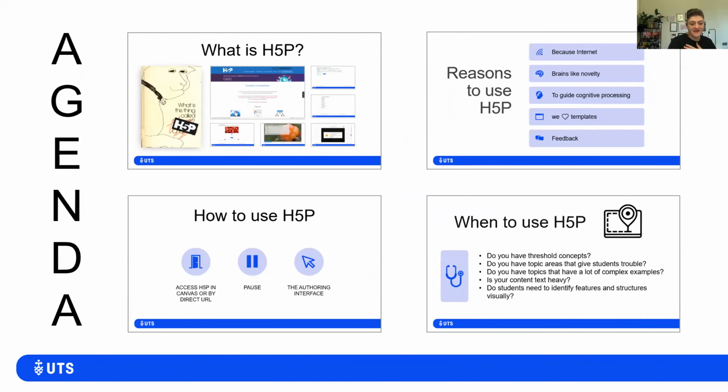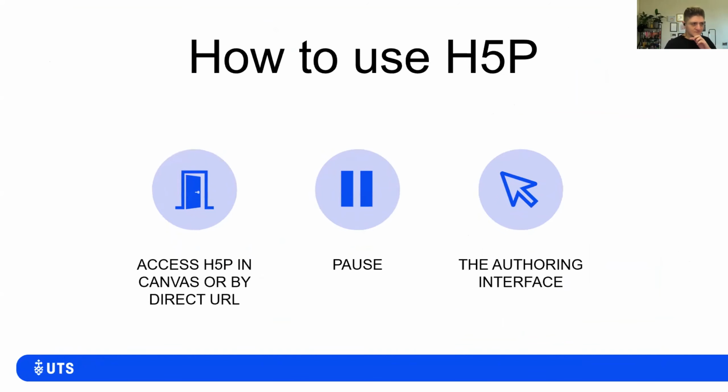So the next part is getting into the meaty part, which is how exactly to use H5P, a few tips about things to keep in mind, I suppose. And yeah, this section has 3 main stops. The first is about how to actually access H5P. Then we have a brief pause, and then we look at the interface itself.